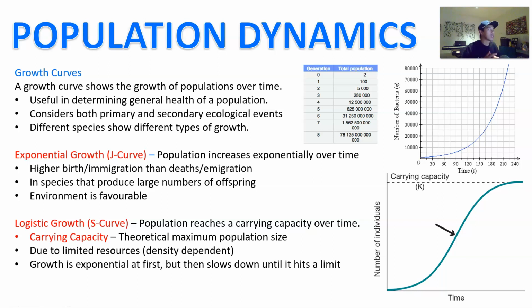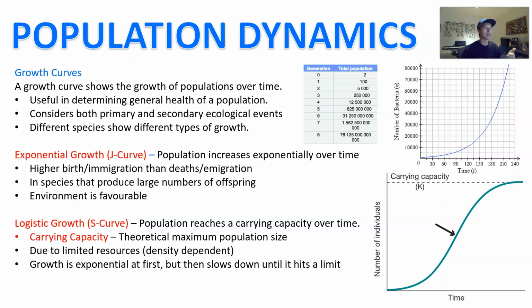Now, by putting those things together, we can then determine the growth curve of a population, and the growth curve shows how the population grows over time, right? Very useful because, generally speaking, healthy populations should be growing. Now, the growth rate will be different for every species. However, it should be growing. If it's not growing, it means that we have to kind of go, okay, what's going on?